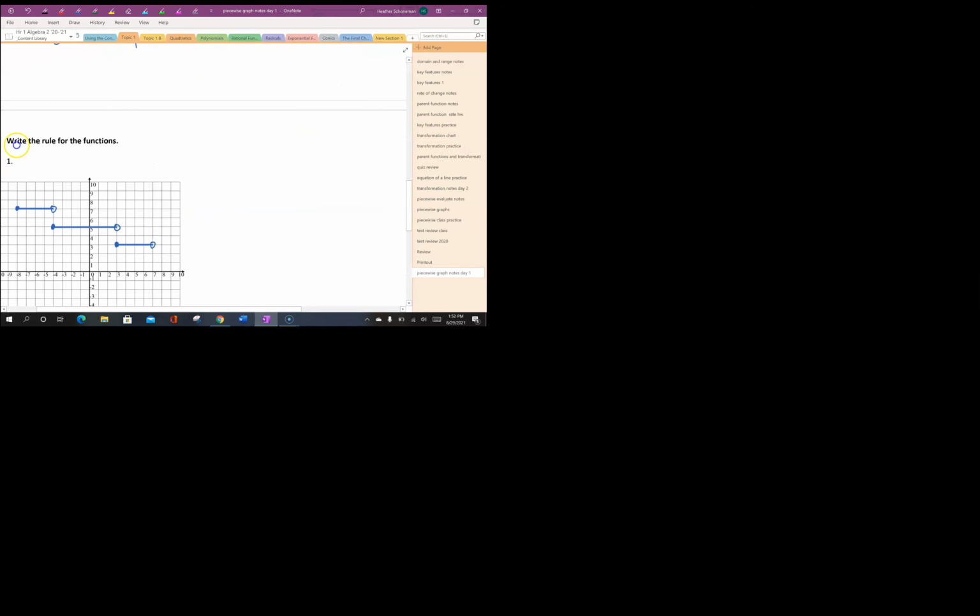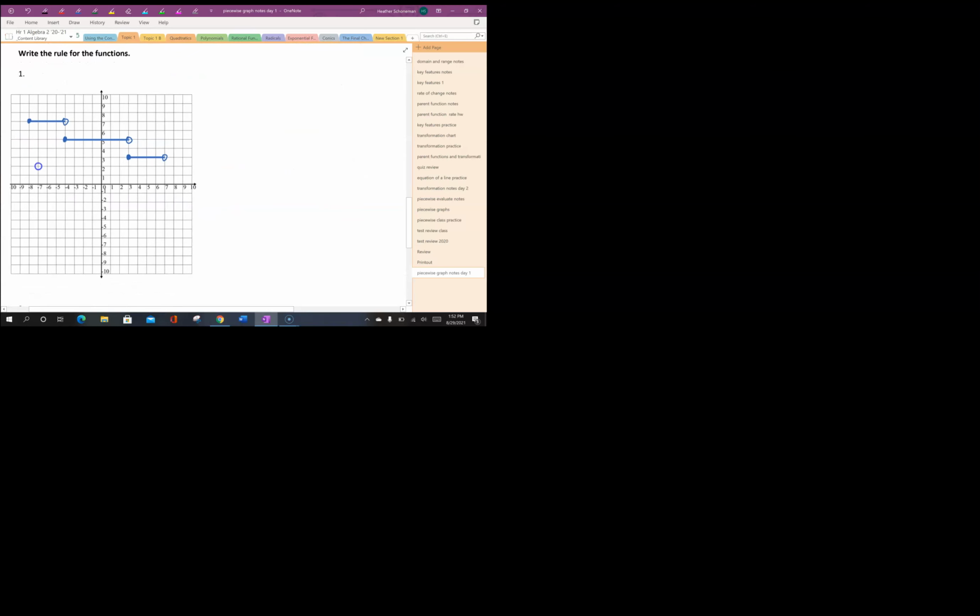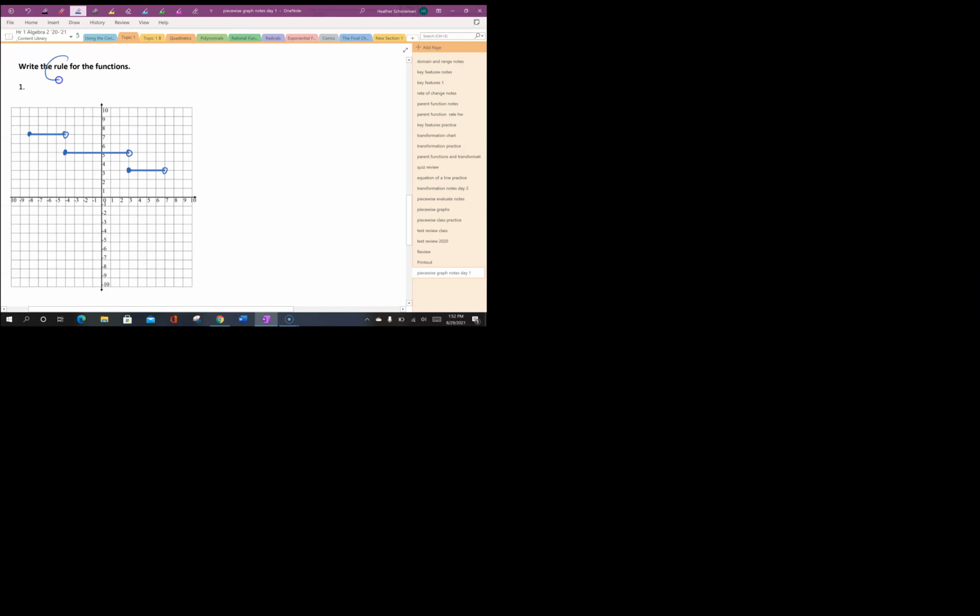So what does that look like? Well, it looks like graphs like this. So when we write the rule, that's just telling you write the equations. This is always what it looks like. So we write f of x. Remember, f of x really is the same thing as y. And then we're going to write this bracket. And then we're going to write the three equations in order.